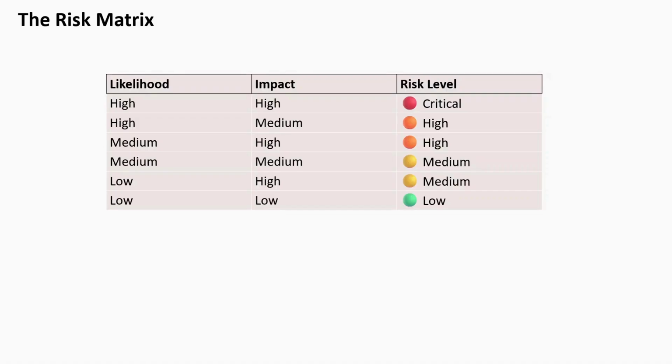This is how we visualize the different levels of risk based on the combination of likelihood and impact. This matrix helps categorize the risks into low, medium, high or critical level, so we can decide how much testing effort is required to test a particular feature.